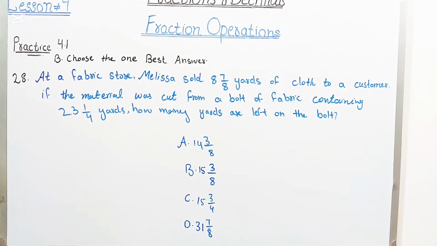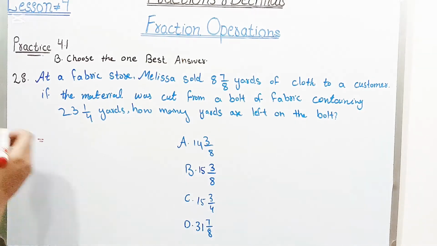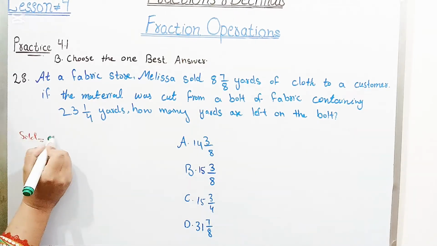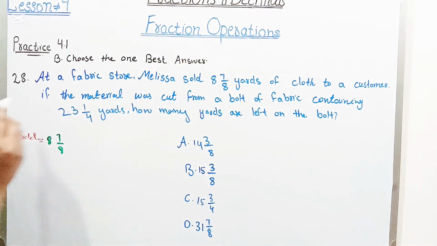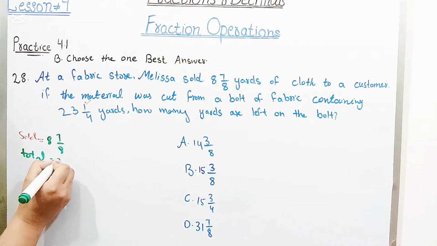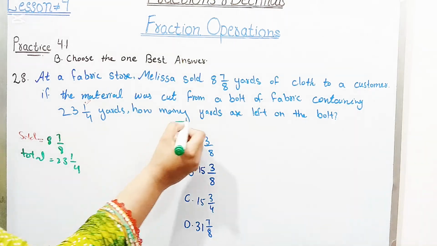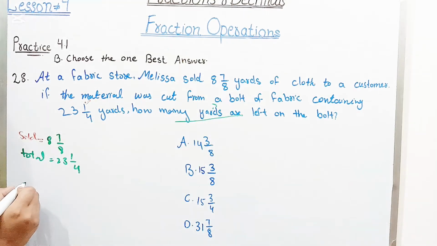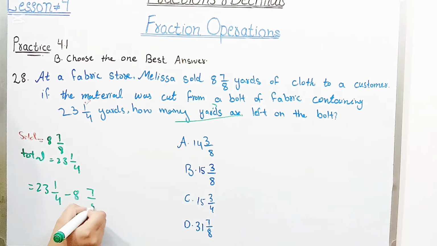At a fabric store, Milicia sold 8 7/8 yards of cloth to a customer. The material was cut from a bolt of fabric containing total fabric 23 1/4 yards. How many yards are left on the bolt? How many yards means difference. 23 1/4 minus 8 7/8.